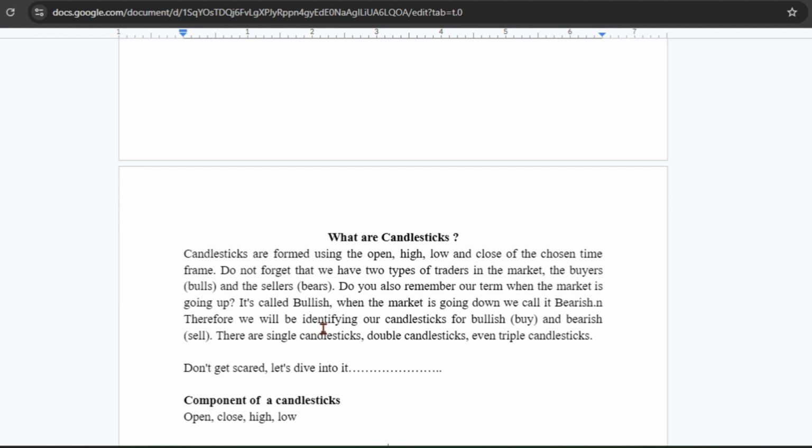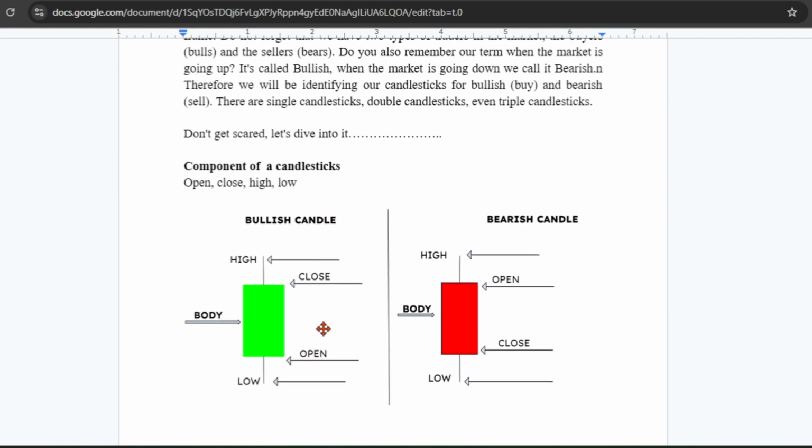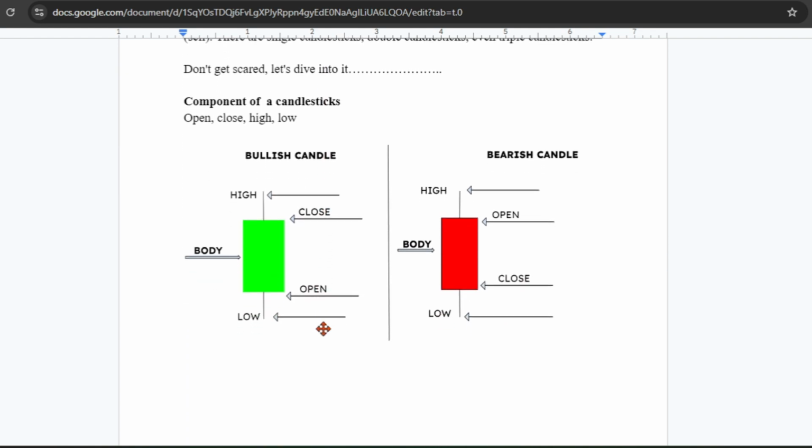There are single candlesticks, there are double candlesticks, and in fact we have triple candlesticks. Don't get scared. Let's dive into it. So the first thing we want to understand is the components that make up a candlestick. What you are seeing here, on this side we have a bullish candle, and on this one we have a bearish candlestick. Just think of it as if we have a male and a female.